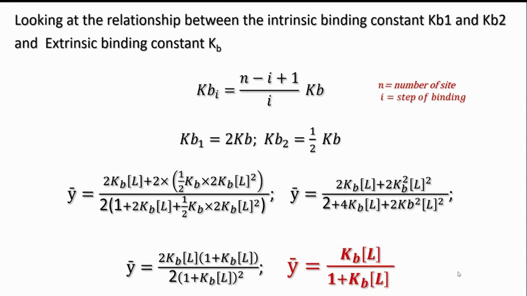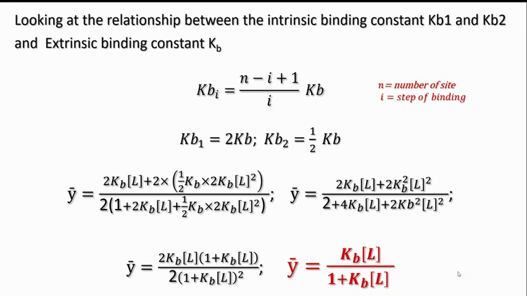Now, we have to look at the relationship between these implicit binding constants, that's the K1 or the apparent binding constant, the KB1 and KB2, with the explicit binding site KB. Okay, now there is an established equation in which the relationship is done. For instance, that equation is KBi is equal to (n minus i plus 1) over i, times KB. Now, n is the number of sites and i is the step of binding.